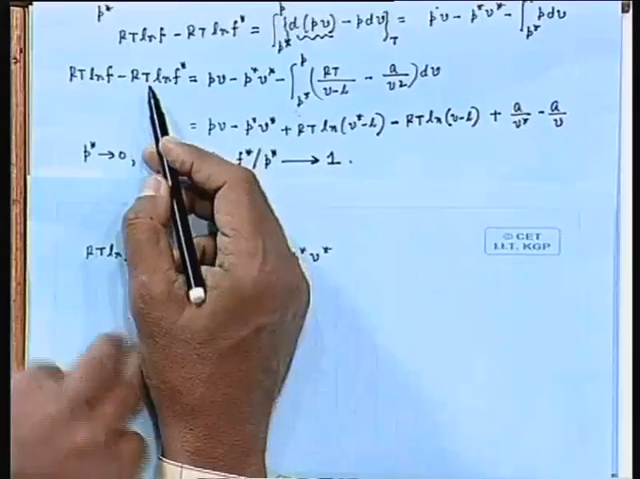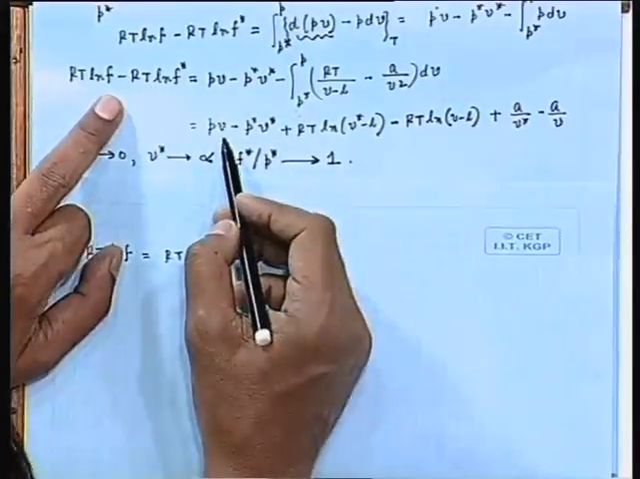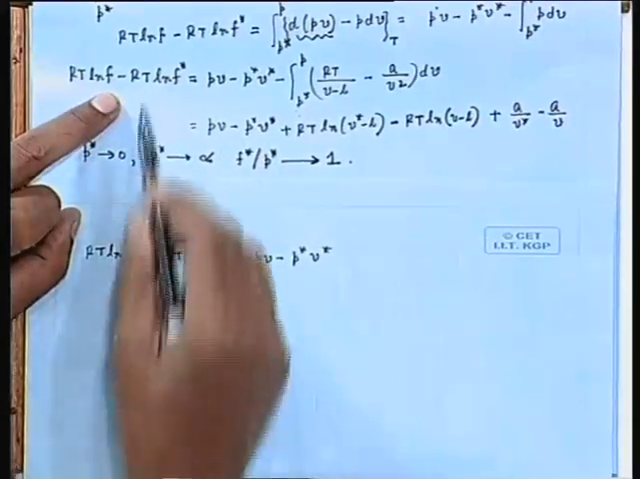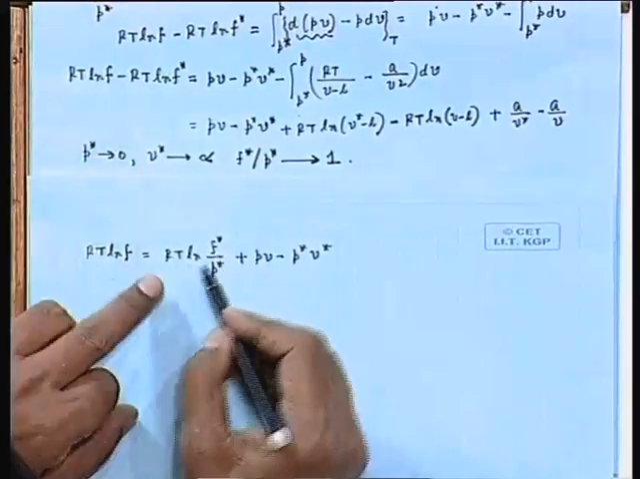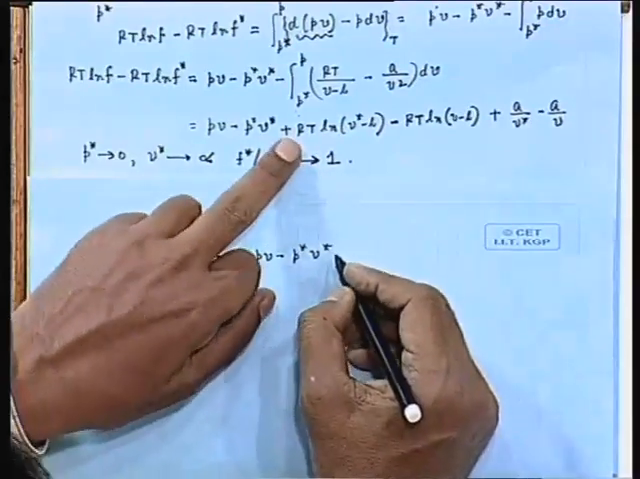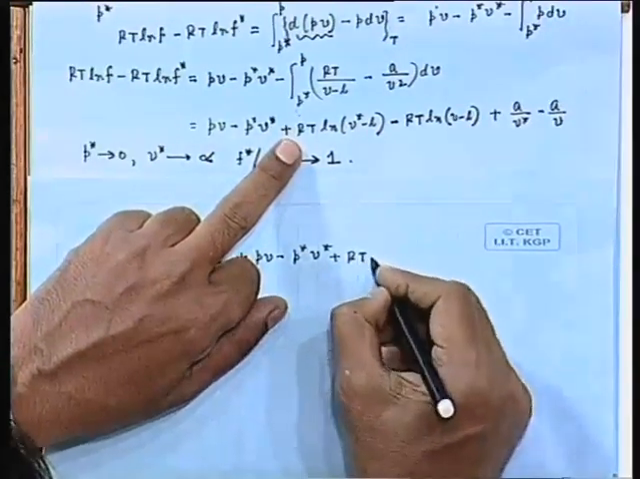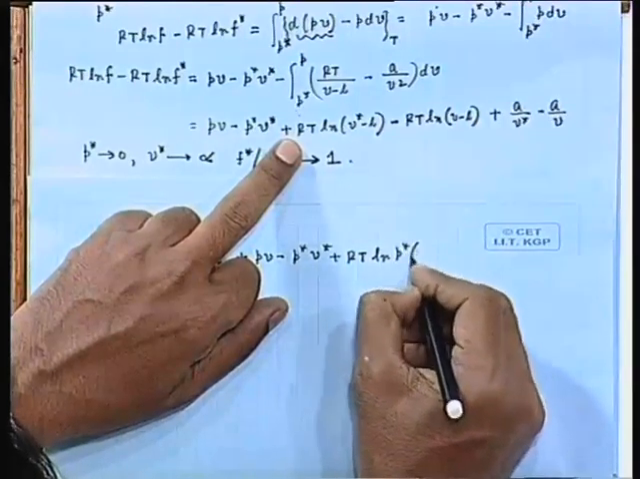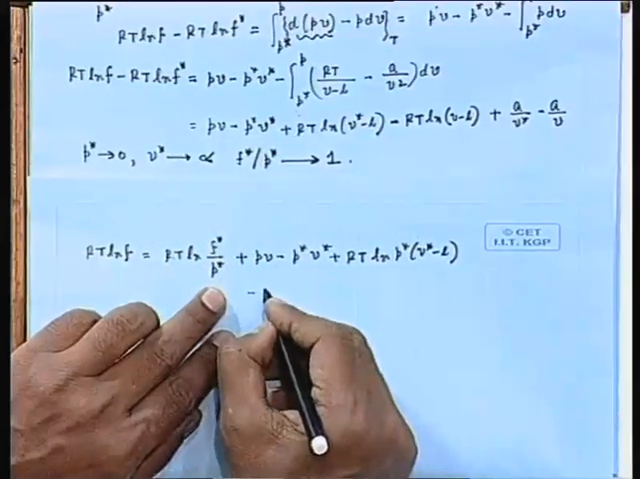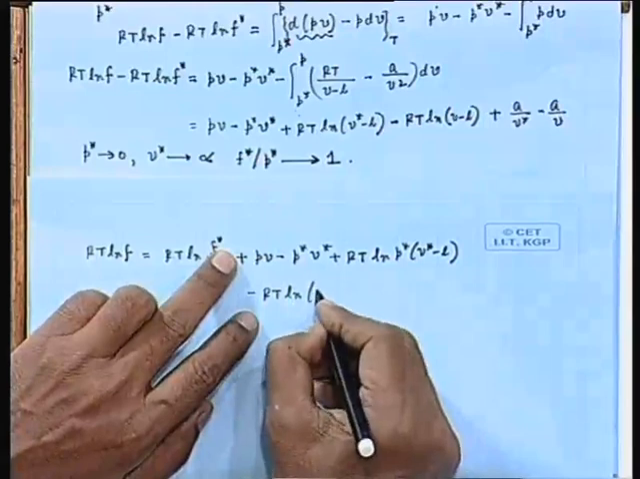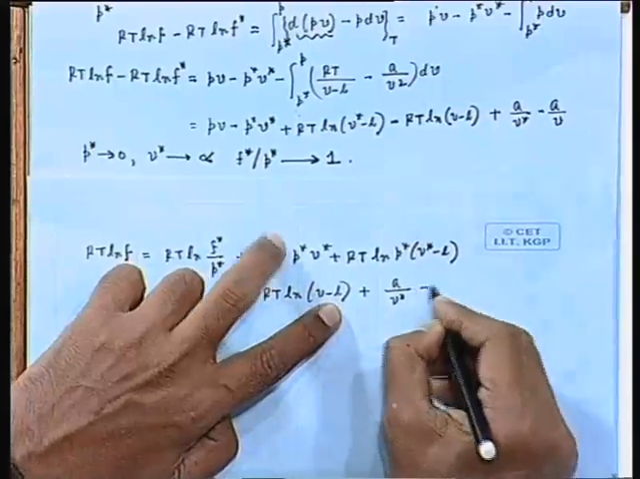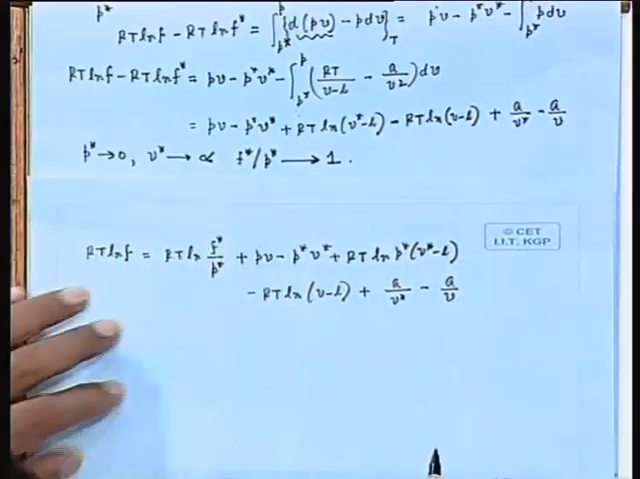That means I keep this RT ln f star here, and I take this to the right-hand side, RT ln f star on this side. So minus RT ln P star is there. Okay, so plus RT ln P star I will have to make, which I make here, RT ln P star into (V star minus B). Then I write the rest part: minus RT ln(V minus B) plus A/V star minus A/V. This is okay.